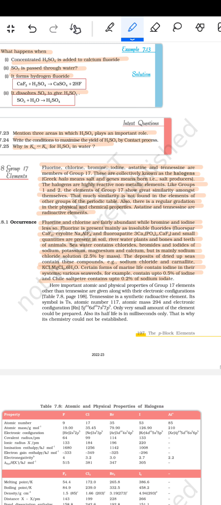Here, important atomic and physical properties of the group 17 elements other than tennessine are given along with their electronic configuration, Table 7.8, page 198. Tennessine is a synthetic radioactive element. Its symbol is Ts, atomic number is 117, atomic mass is 294, and the electronic configuration is [Rn] 5f14 6d10 7s2 7p5. Only a very small amount of the element could be prepared. Also, its half-life is in milliseconds only, which is why its chemistry could not be established.